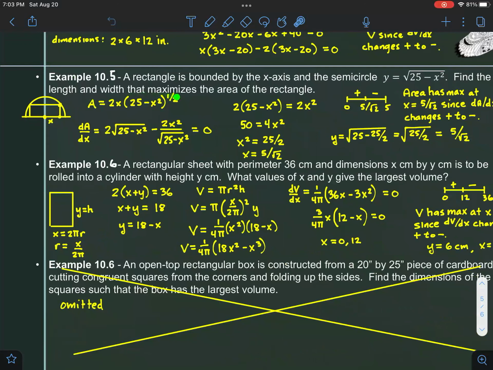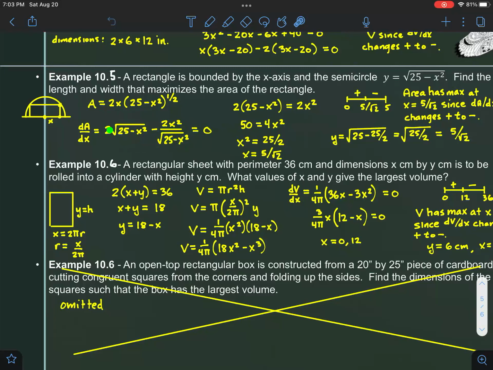So here's my formula for area. I'm taking my length of 2x times my height of 25 minus x squared to the 1/2. I skipped over the part where I actually write length times height or length times width, so I don't need any secondary equation. Everything is already in terms of x. Looks like we are going to need some product rule on that derivative. That's kind of a tricky one with the radical, but it's doable. And then we're solving this thing for x. It's not as bad as it looks.